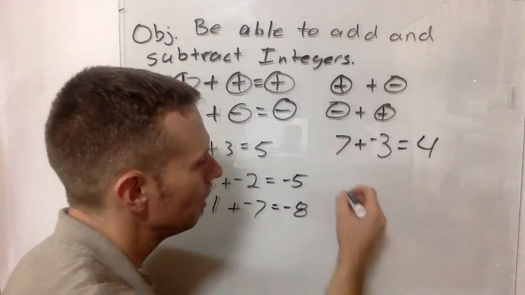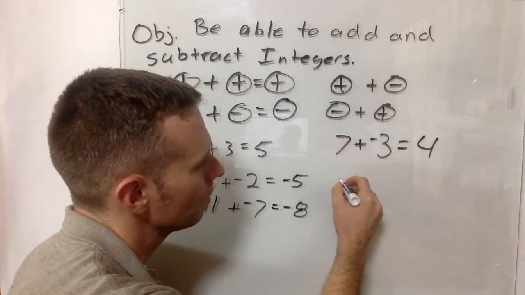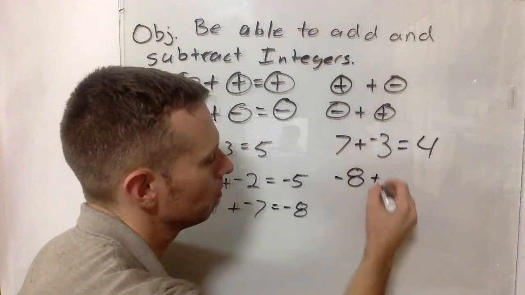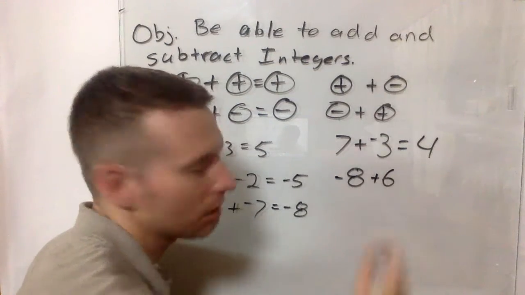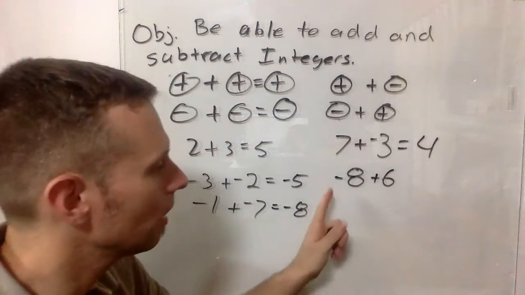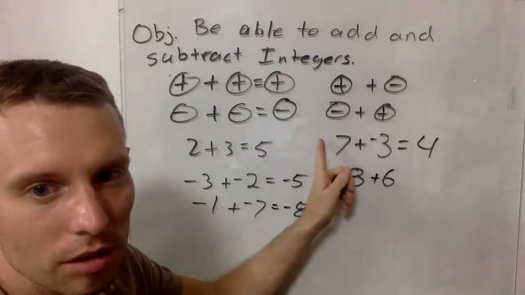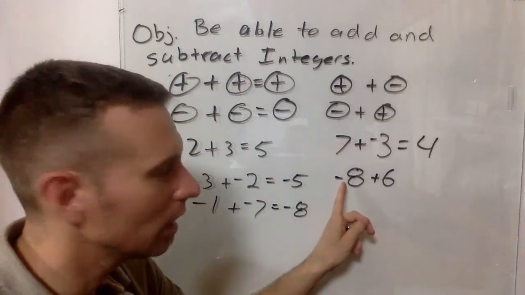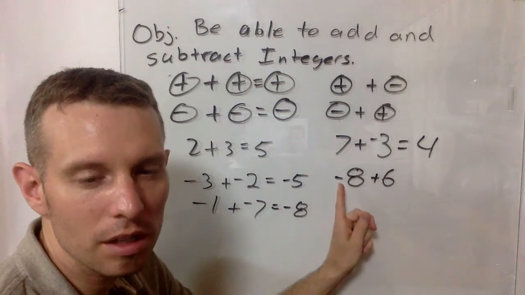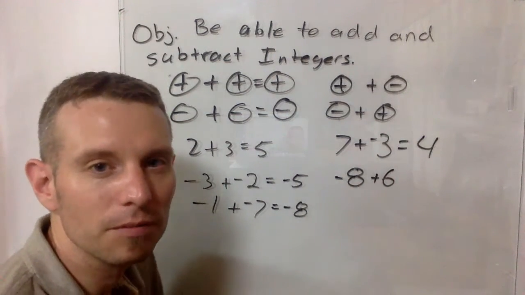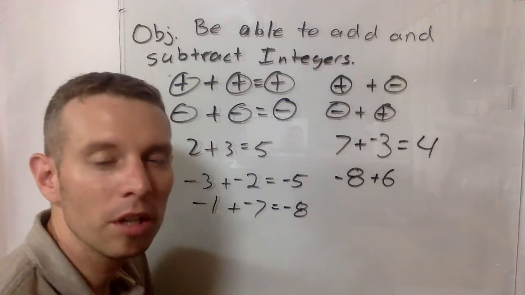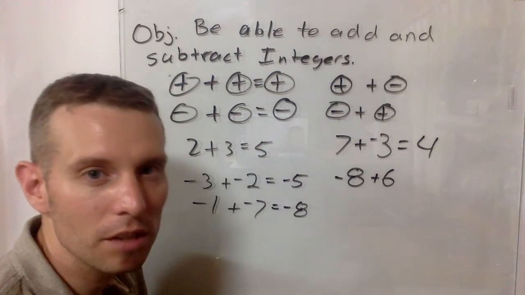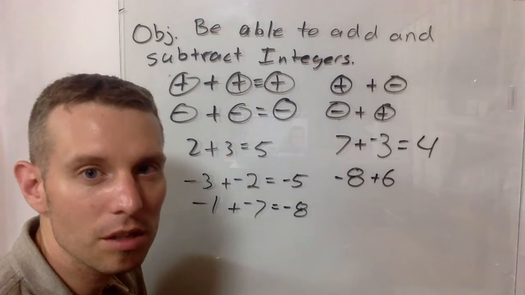Let's try one more. How about negative 8 plus 6. Okay, so now I'm not writing the positives for these numbers because we already assume that they're positive. There's nothing written there. Negative 8 plus 6. So this is a negative plus a positive. Take the bigger number, that's 8, minus the smaller number, or subtract the smaller number, that's 6. So 8 minus 6 would be 2.